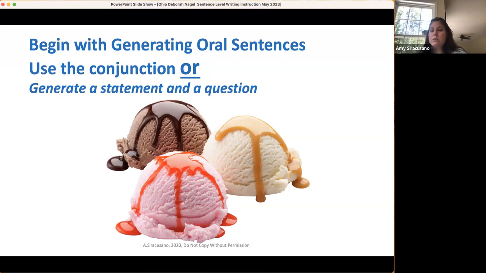You could also use an image like this, and they could say, do you like strawberry, caramel, or chocolate syrup? So you could get lots of oral sentences and questions out of images. So something as simple as this, just to get kids to understand taking that question and statement generation to apply it to using and starting to play around with these conjunction words.